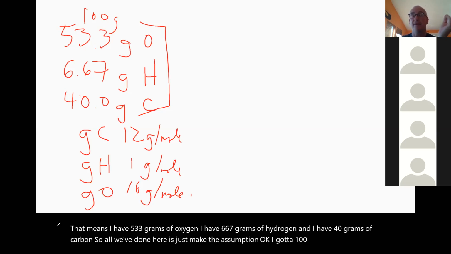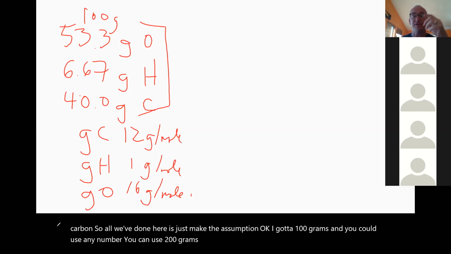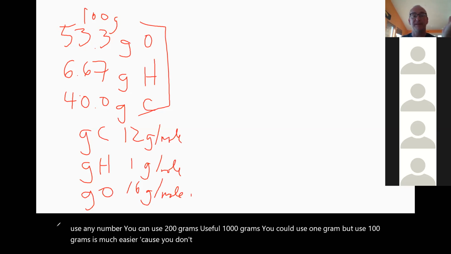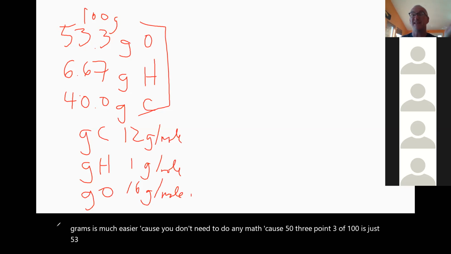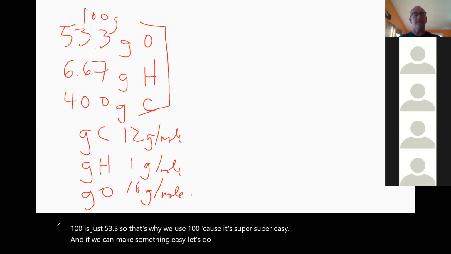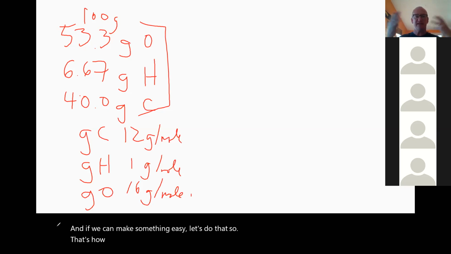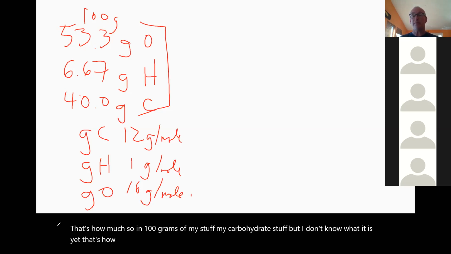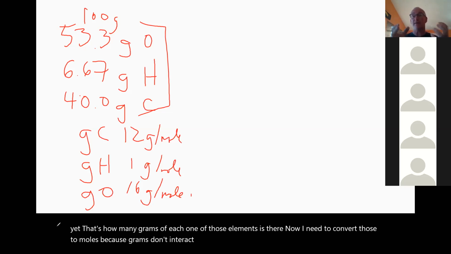And you could use any number. You could use 200 grams, you could use 1,000 grams, you could use 1 gram. But using 100 grams is much easier because you don't need to do any math. 53.3% of 100 is just 53.3. That's why we use 100, because it's super easy. And if we can make something easy, let's do that. So in 100 grams of my carbohydrate that I don't know yet, that's how many grams of each element there are. Now I need to convert those to moles, because grams don't interact with grams, moles interact with moles. So how am I going to convert that to moles?